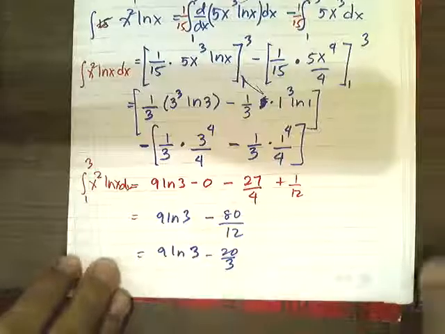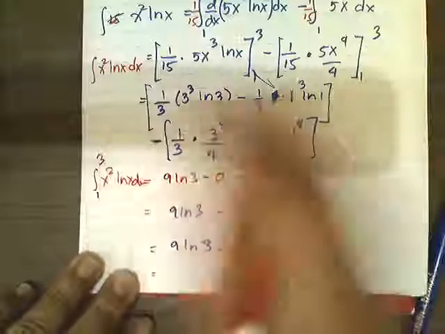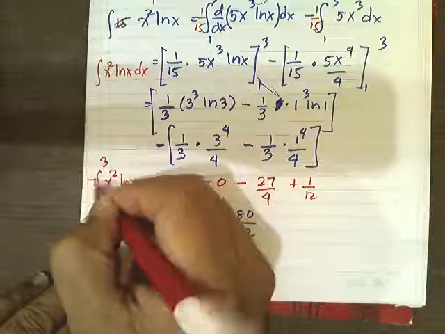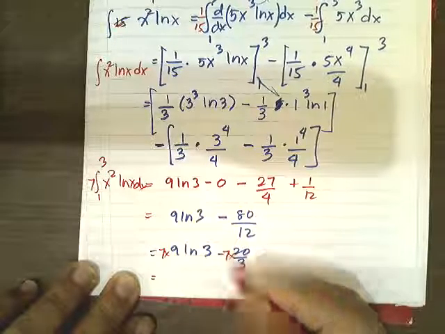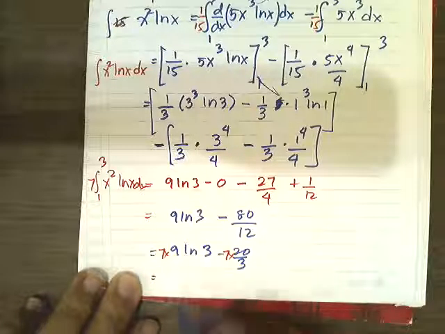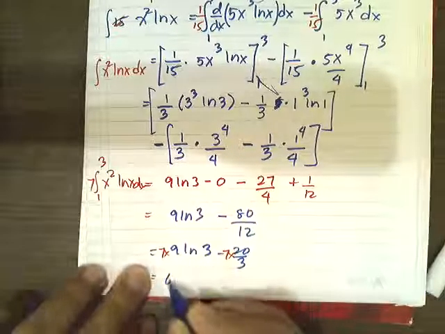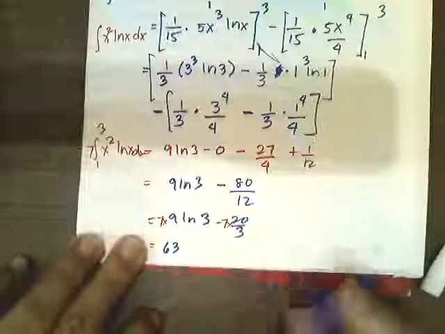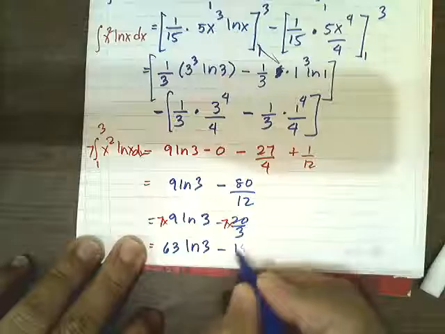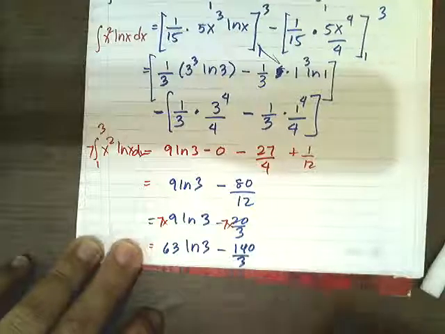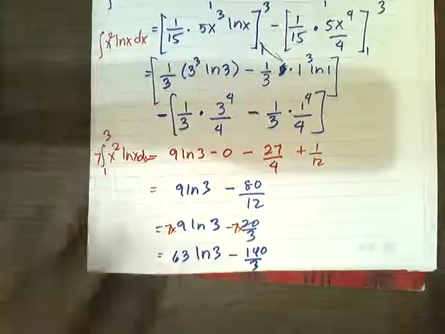Then you multiply by 7, because you have the 7 in the original question. So you multiply 7 times that. 7 times 9 is 63, so 63 ln 3, then minus 140 over 3. Okay, so that one is the answer.